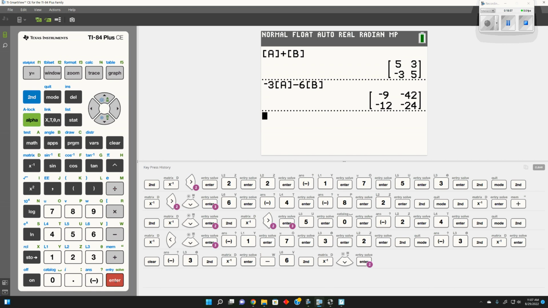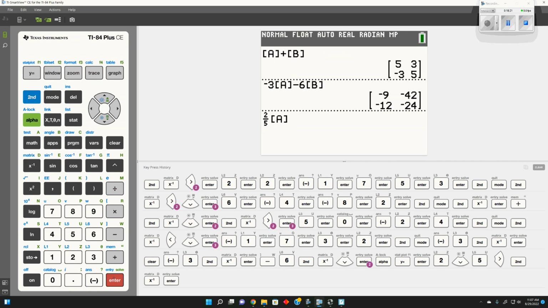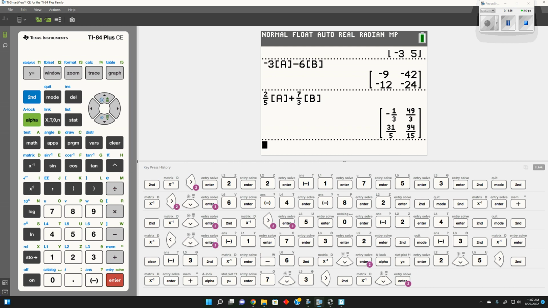We can do this in any way we want, because alpha y equals enter will give us a fraction. And I could say 2/5 second matrix A plus alpha y equals enter 7/3 second matrix B. We'll do that there. So really, especially when we get to longer ones where we have 2 or 3 matrices, we can just plug them all in exactly as it appears and define it that way.